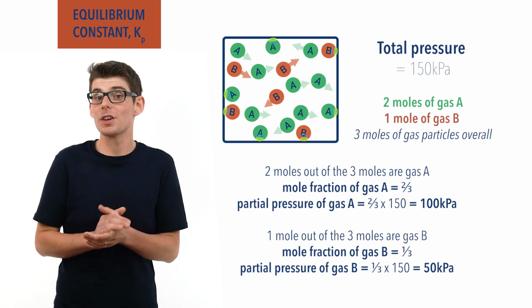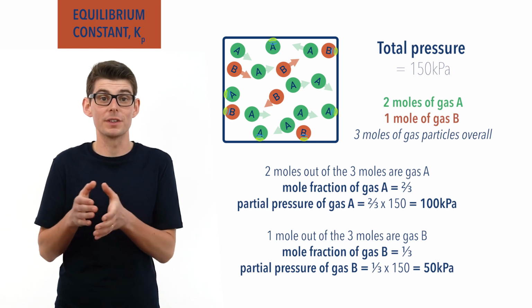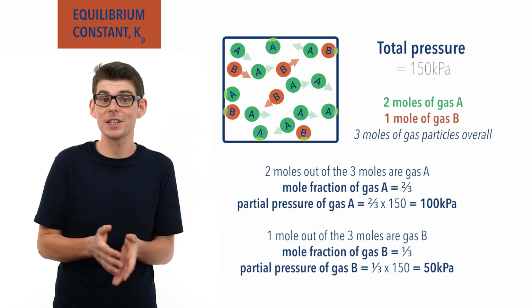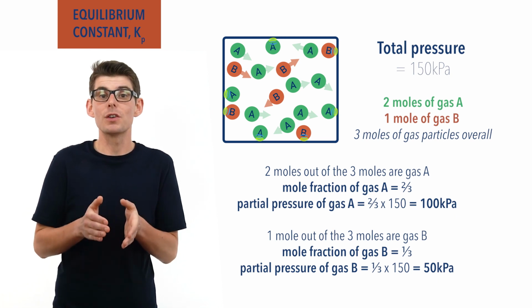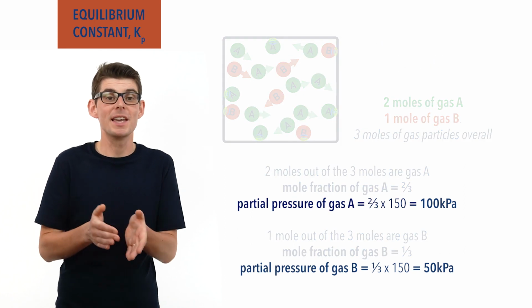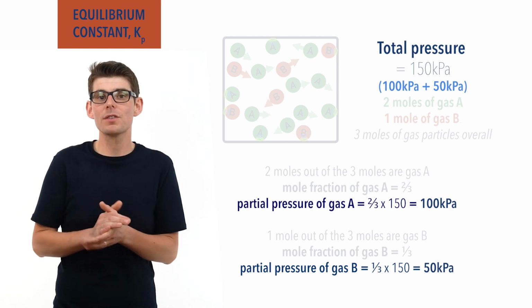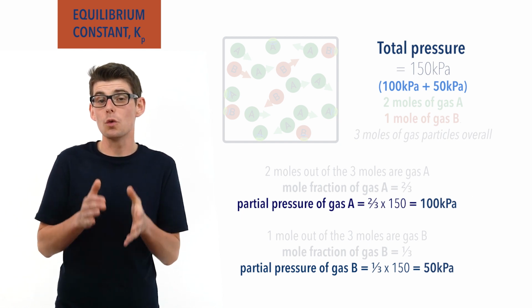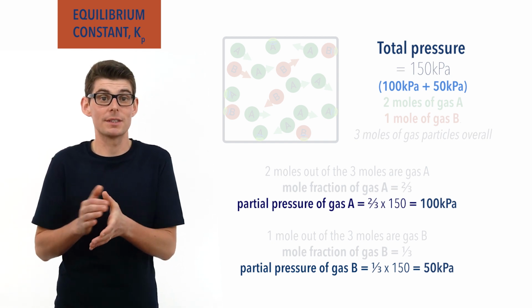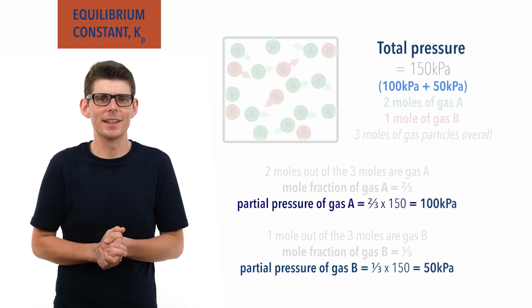The partial pressure of a gas then is its mole fraction times by the total pressure of the system. We can check if these values for A and B here seem right by adding them both together. They should equal the total pressure of the system. 100 plus 50 equals 150, the total pressure. Partial pressures of all gases in a system should always add up together to the same value as the total pressure of the system. How does any of this link to equilibrium constants then?